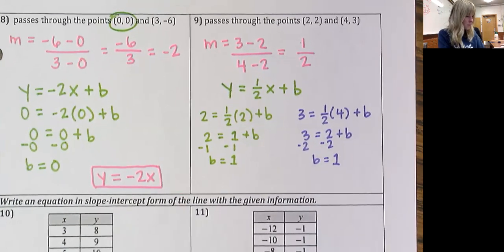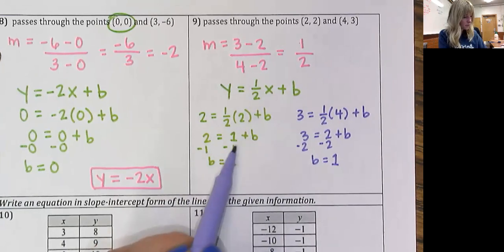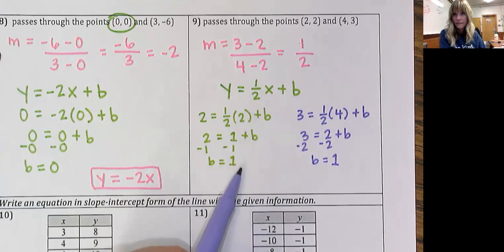And just to prove it to you, look, I plugged in (2, 2) in this one. 1/2 times 2 is 1, minus 1, minus 1. I got b equals 1 on that. Did you plug in (2, 2) and get b equals 1?